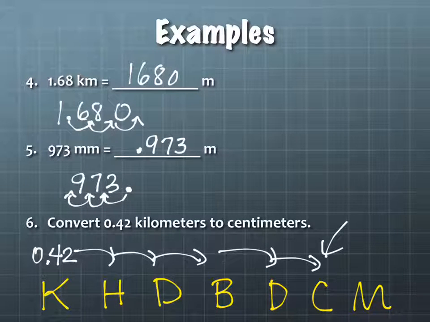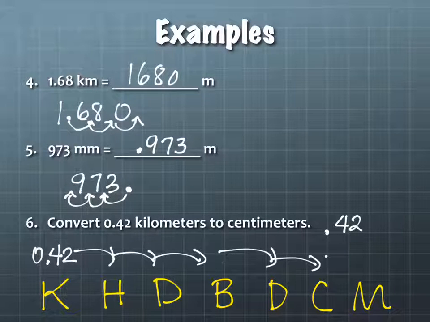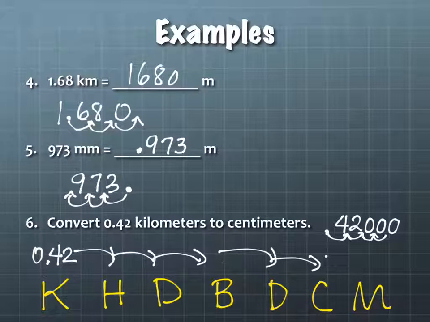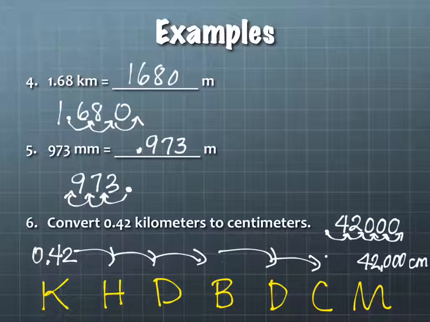So it's starting out as a decimal point and 42. And I need to move it 5 to the right. So 2 moves to the right puts me at 42. And then I'm going to have to put 3 more zeros to move it the other 3 units to the right. So I'm going to end up with 42,000 centimeters.